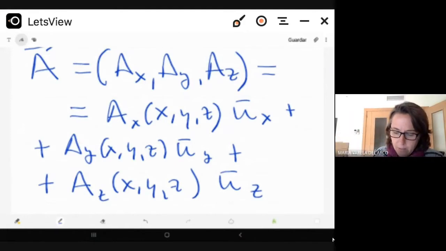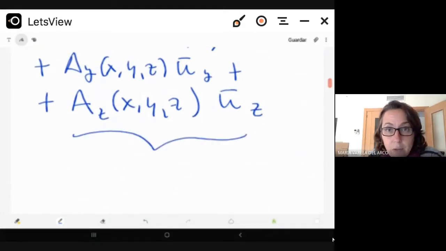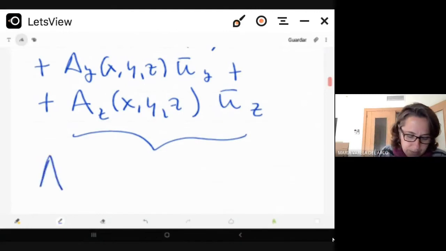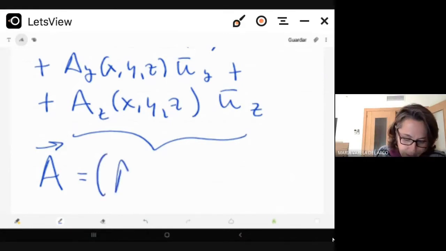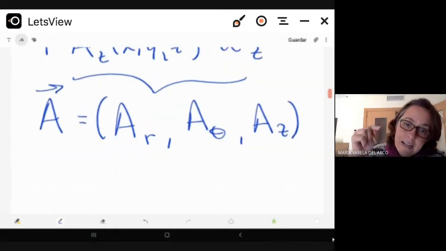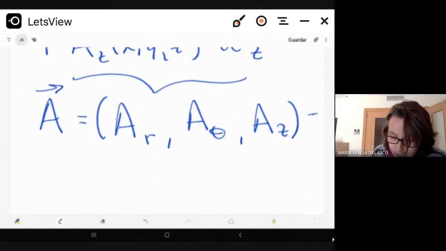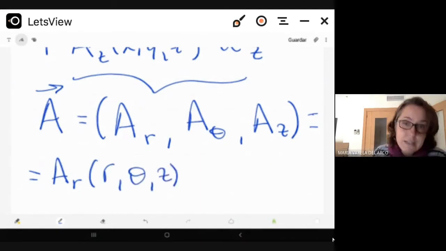What do I mean here? That if I wanted to write this field down, for example, in cylindrical coordinates, then it would also have to result in a vector, of course, but it would have three different components. One of them would be the radial component, the other one would be the angular component, theta, and the last one would be the vertical component. Are these the same as I had in Cartesians? No, they are not going to look the same, because each one of them is going to be a function of a totally different set of variables, r, theta, and z in this case.